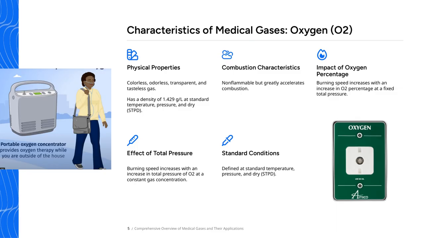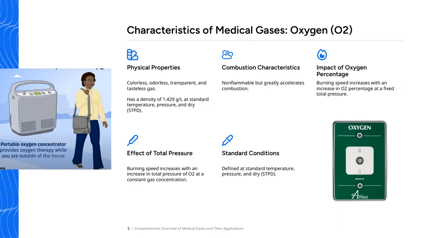Moving on to its physical properties, oxygen is colorless, odorless, transparent, and tasteless, which makes it easy to administer without causing discomfort or suspicion. At standard conditions, its density is about 1.429 grams per liter, a detail that can be useful for understanding how it behaves in different environments. Overall, understanding these properties helps us appreciate how oxygen functions as a medical gas, ensuring its safe and effective use in clinical practice.